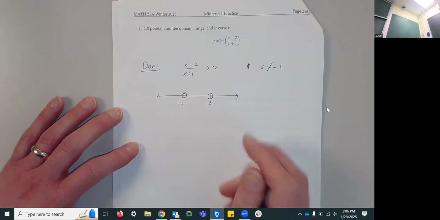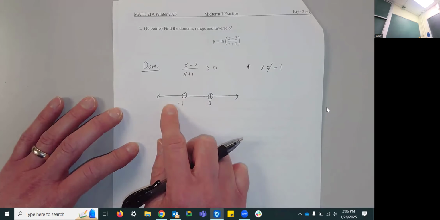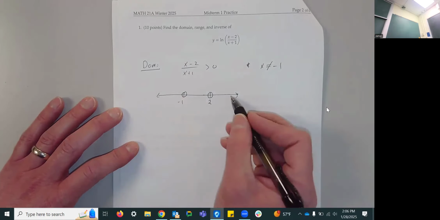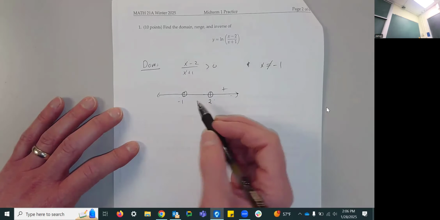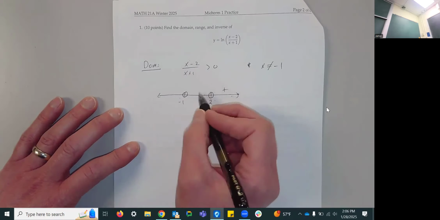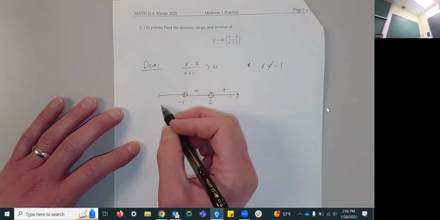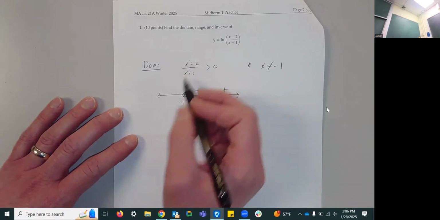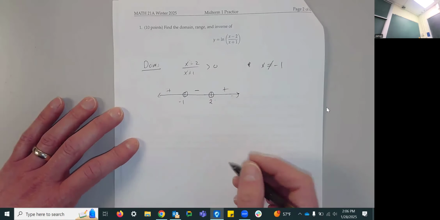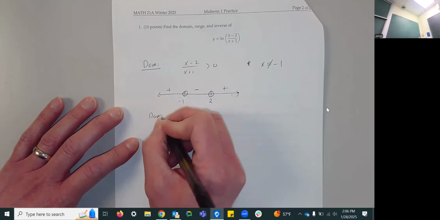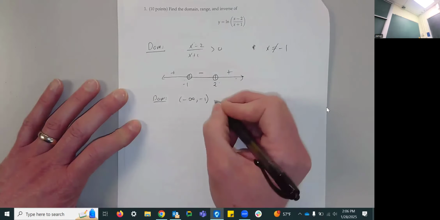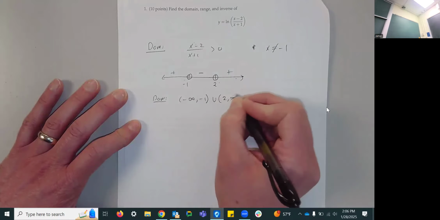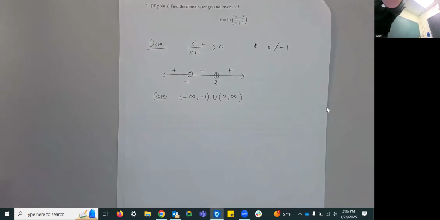And then I pick numbers in each of my subintervals to figure out if the whole thing is positive or negative. Pick something like 3: positive, positive, positive. Pick something between negative 1 and 2, like 0: negative over positive is negative. Pick something less than negative 1, like negative 5: negative over negative, positive. So my domain is everything from negative infinity to negative 1, exclusive, union 2 to infinity, exclusive.